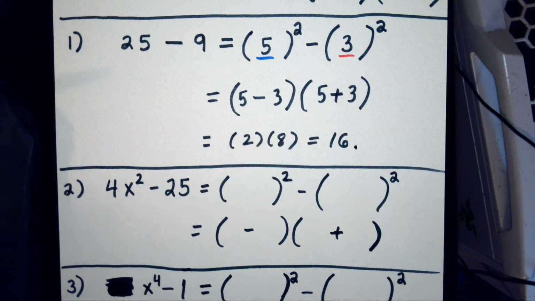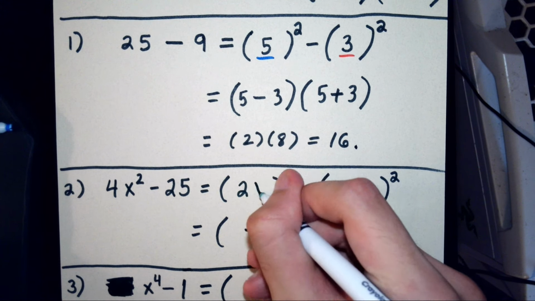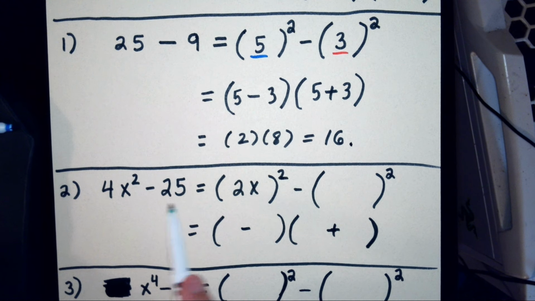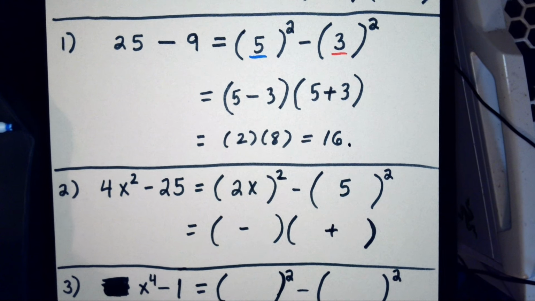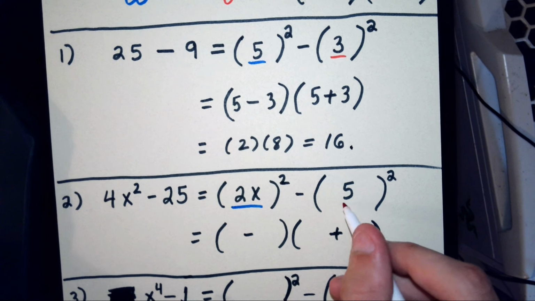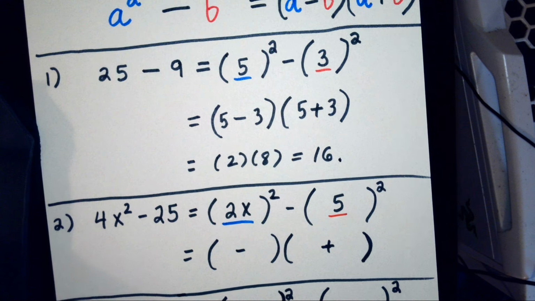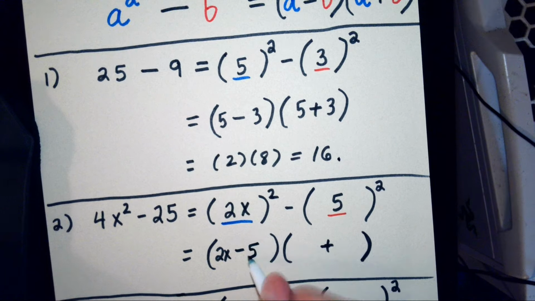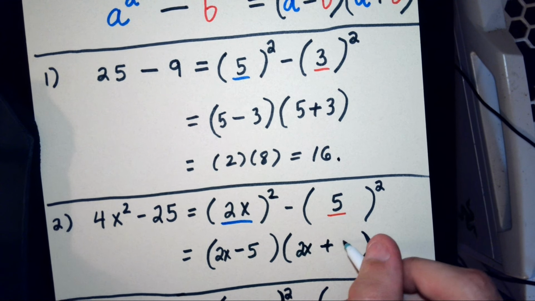Next, we'll look at this example. We have 4x squared minus 25. We'll start by looking at 4x squared and take the square root of that. For that, we get 2x. Next, we'll take the square root of 25. That is just 5. So here we can see that a is 2x and b is 5. So we take a minus b and a plus b. We write 2x minus 5 and 2x plus 5.